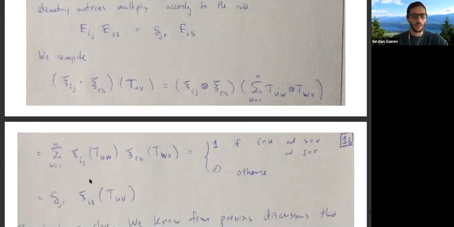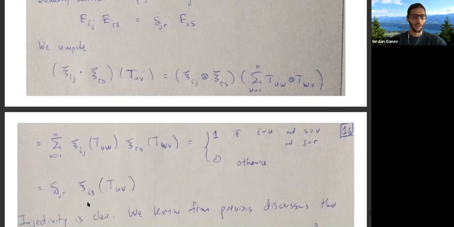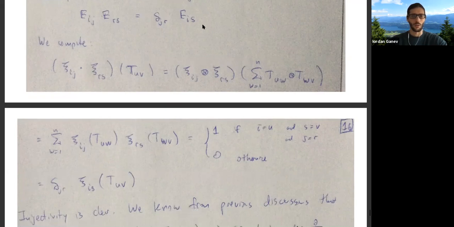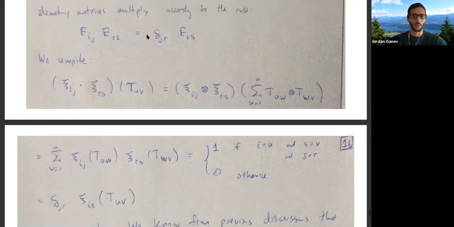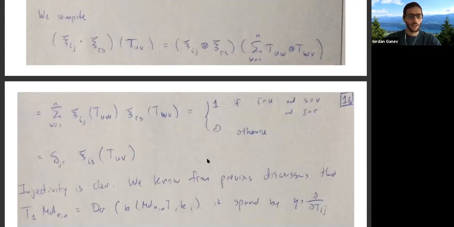And then if you think about it, that's the exact same thing as this operator applied to t_uv. So we have is and then jr here. And that's what we would have gotten if we mapped over the multiplication of these two elementary matrices. So this is just a bunch of linear algebra. Then injectivity, if it's not clear, I think it's easy to show.